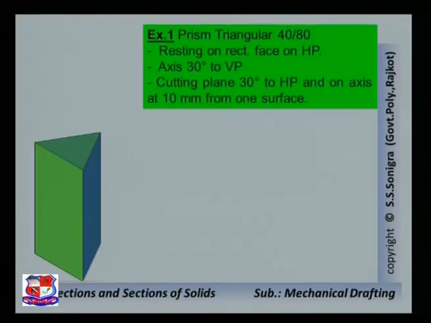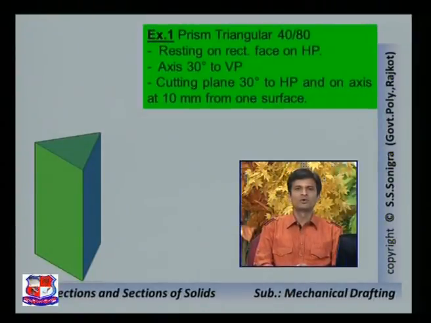This is the brief data. A triangular prism, side length 40 mm, height 80 mm. It is resting on a rectangular face on the horizontal plane. The axis is at 30 degree to VP and the cutting plane makes an angle of 30 degree to HP, and cuts the axis at a distance of 10 mm from one of its triangular faces.